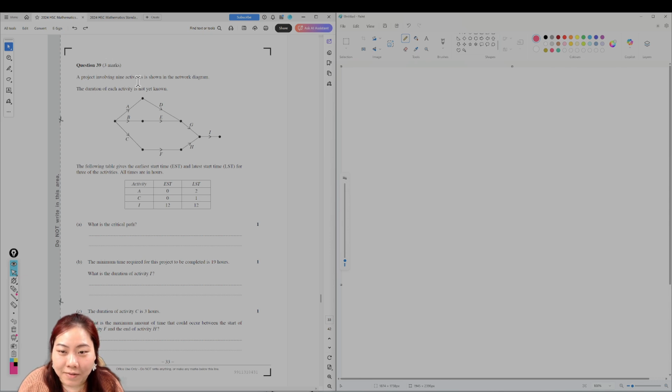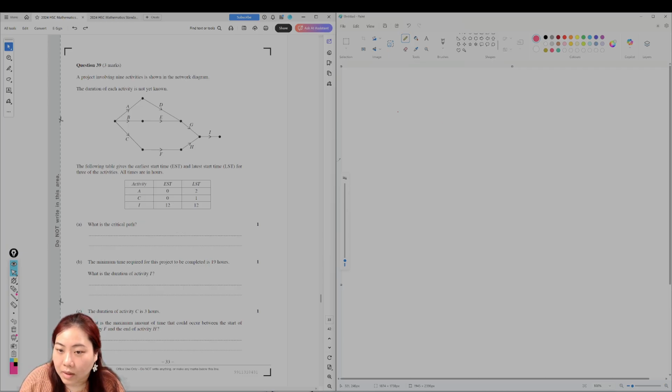Question 39, 3 marks. A project involving 9 activities is shown in the network diagram. The duration of each activity is not yet known. The following table gives the earliest start time and the latest start time for 3 of the activities. All times are in hours. What is the critical path?